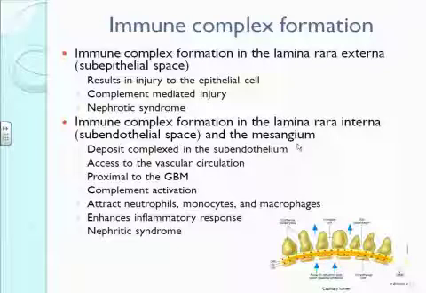Okay? The one that's much worse is this one, which is the immune complex in the lamina rara interna, where it binds in here and then punches the hole all the way through. Okay? So that's found in nephritic syndrome. You get complement activation in the internal part, and then basically it attracts neutrophils, monocytes, and macrophages, which then enhance the inflammatory response. And with those guys involved, you can start punching big holes through the system. Okay?